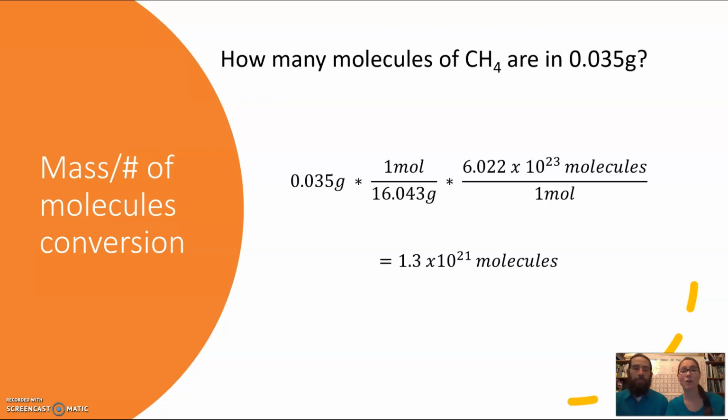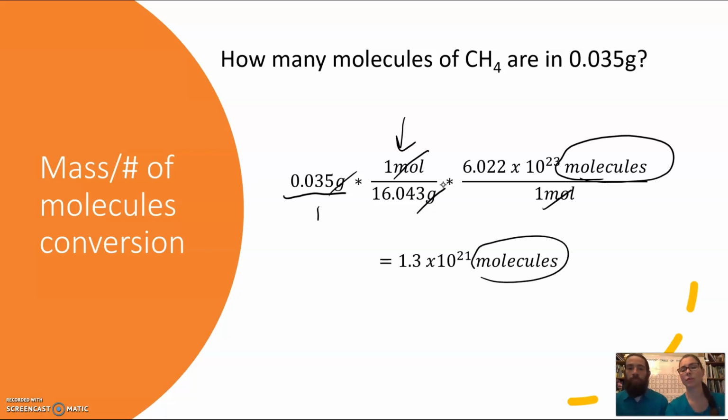We're going to start with what we know that's not the factor, and that is just what was given, the 0.035 grams. We know we need to cancel grams, so we're going to put grams in the denominator so we can cancel grams. Once we have moles, we can cancel moles and go directly to molecules using Avogadro's number. Whatever's not canceled is what you are going to end up with in your answer.